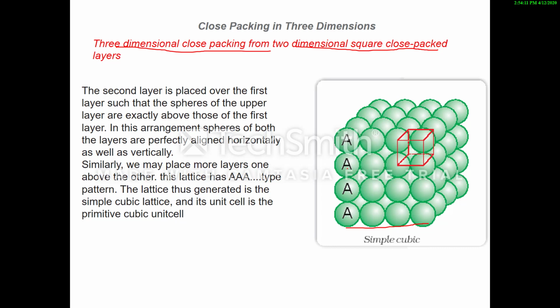and so on, then in this arrangement spheres of all the layers are perfectly aligned horizontally as well as vertically. The arrangement is the same in all the rows and all the layers. That's why this is known as AA type pattern. The lattice generated is the simple cubic lattice, and its unit cell is the primitive cubic unit cell. So this is called closed packing in 3 dimensions from the 2-dimensional closed packed structure.